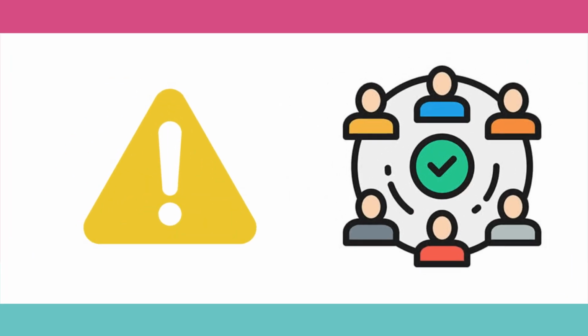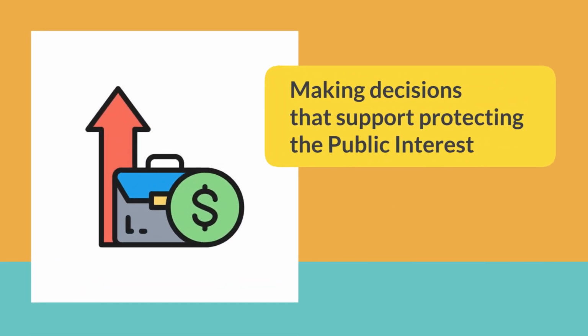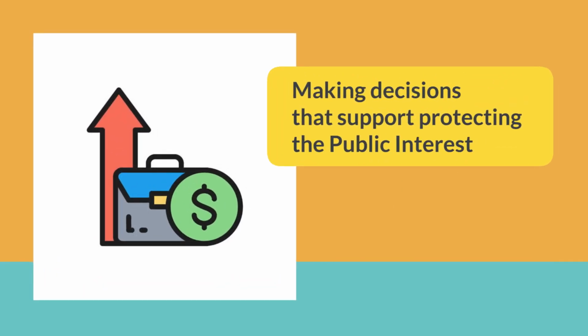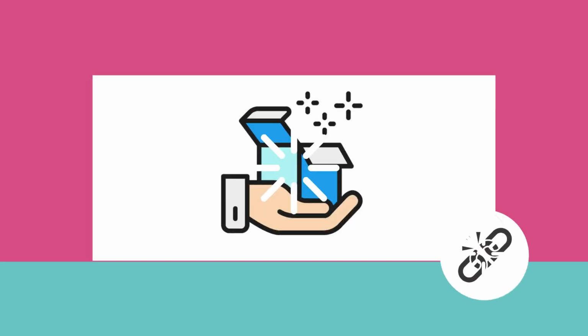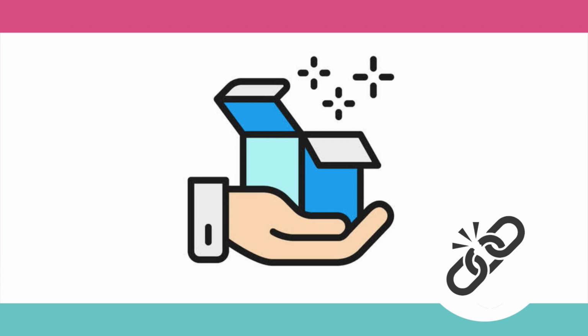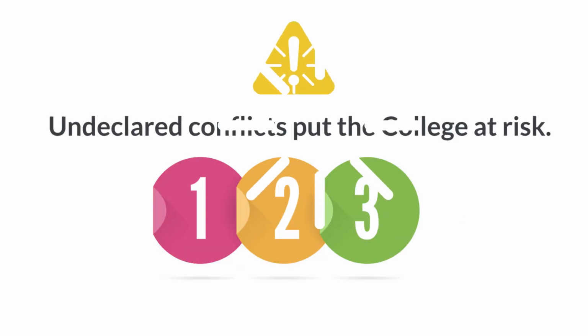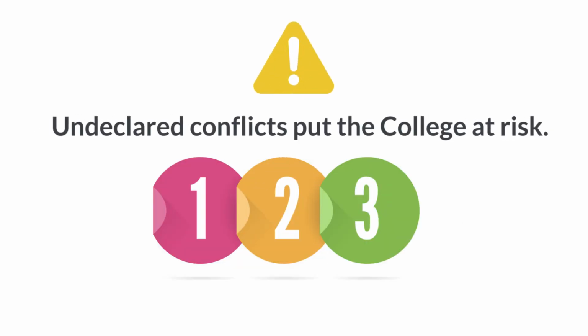Council members are responsible for making decisions that support the college's mandate of protecting the public interest. It's their fiduciary duty. One must be cautious of any benefit to themselves, people outside the organization, or other organizations might gain from those decisions. Failure to manage conflict of interest could mean the college's registrants, stakeholders, and the public lose confidence in the college. Undeclared conflicts put the college at risk.